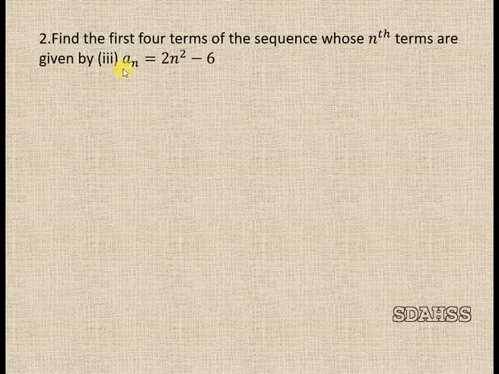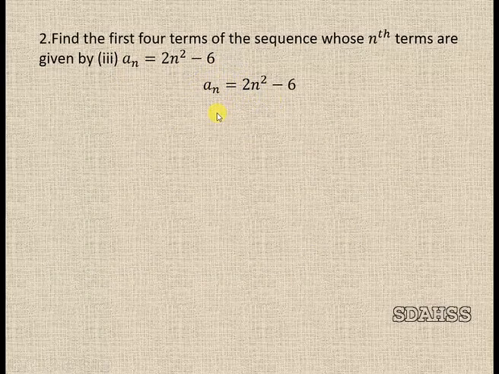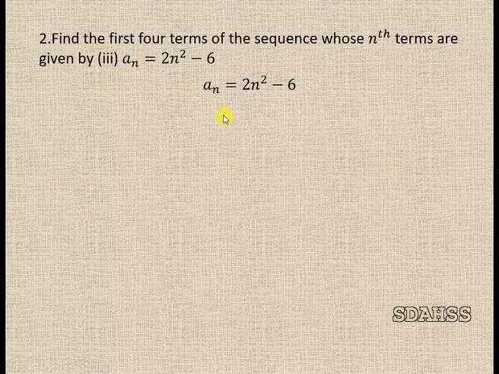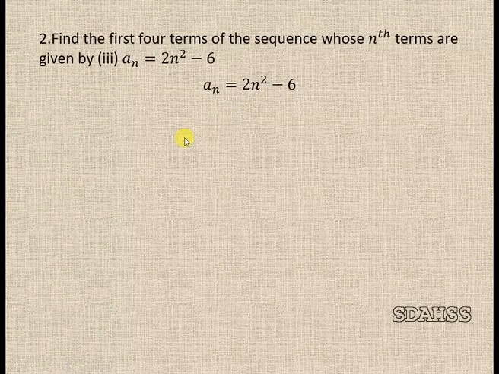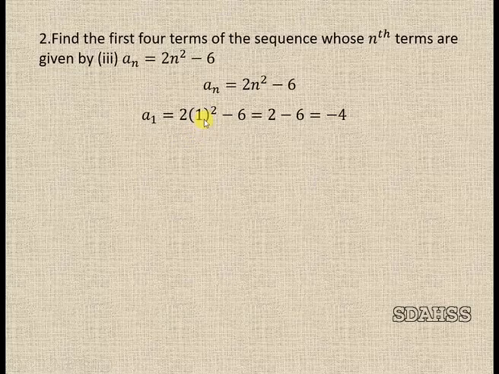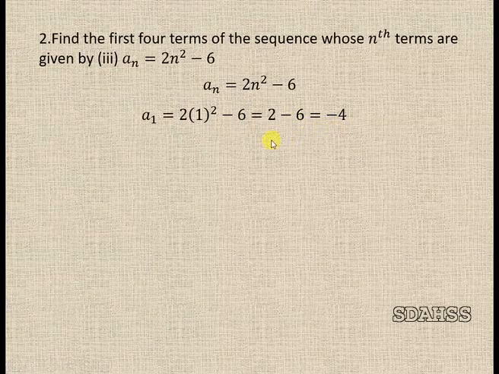Subdivision 3. An is equal to 2n square minus 6. Here also you have to substitute n is equal to 1, 2, 3 and 4. Substitute n is equal to 1 in the given nth term. Then you have a1 is equal to 2 into 1 square minus 6, which is equal to 1 square means 1, 1 into 2, 2, 2 minus 6, minus 4.